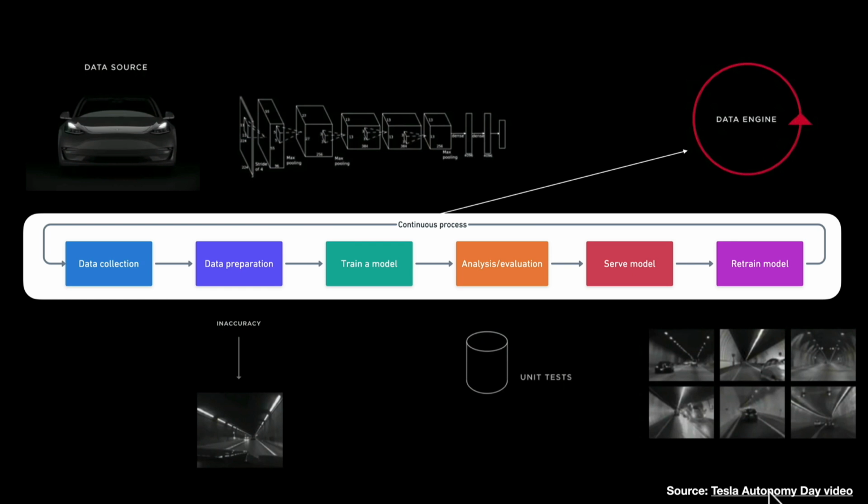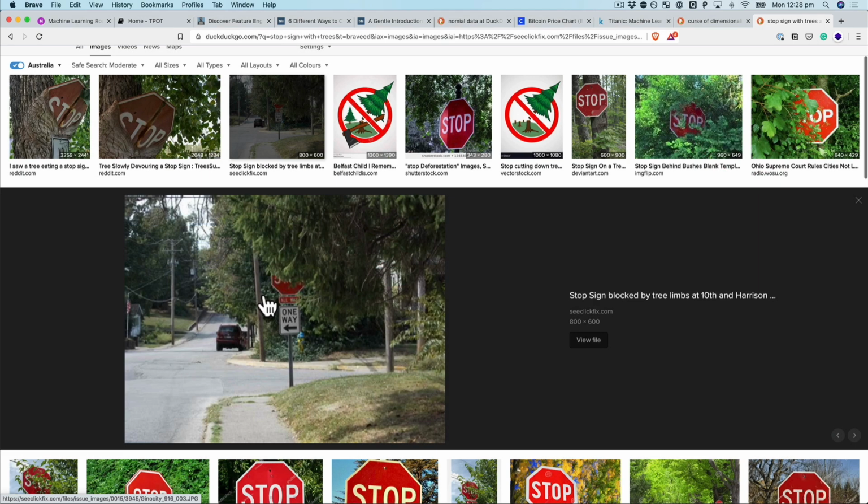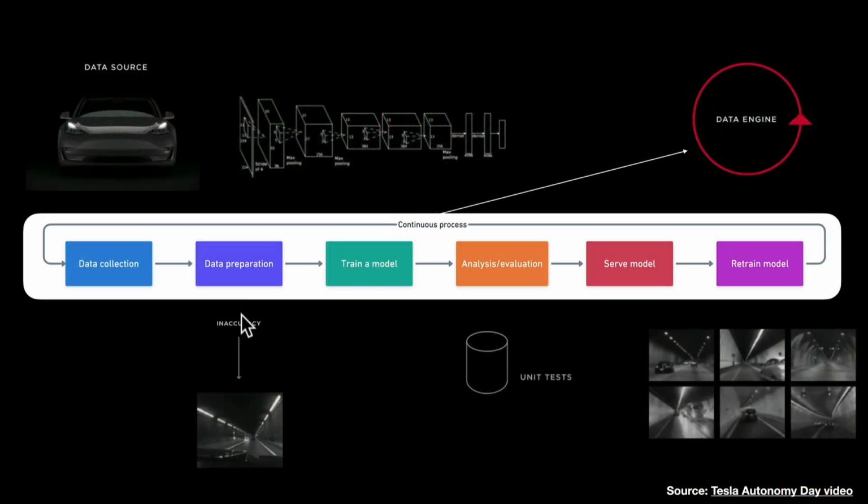You've got some stop signs that are occluded by trees. So imagine this is a stop sign. If you're a Tesla car and you see that, what should you do? So one of Tesla's data pre-processing steps would be to collect more images. Now, this is through analysis and evaluation. Remember, this is a continuous process.